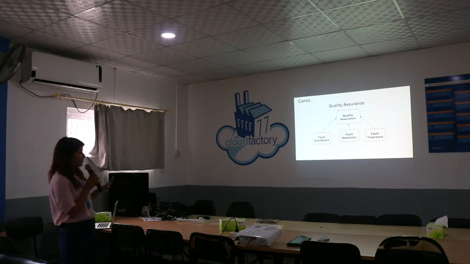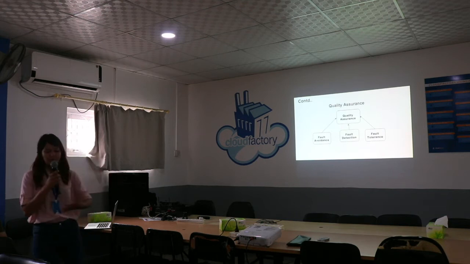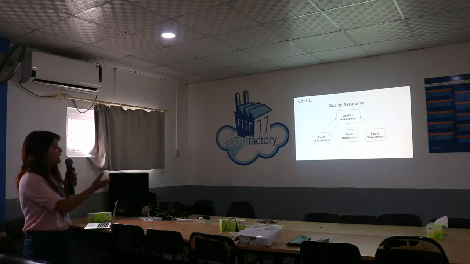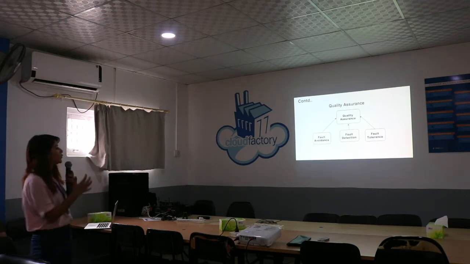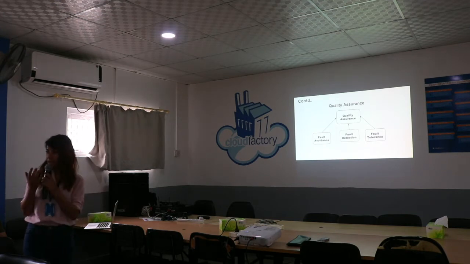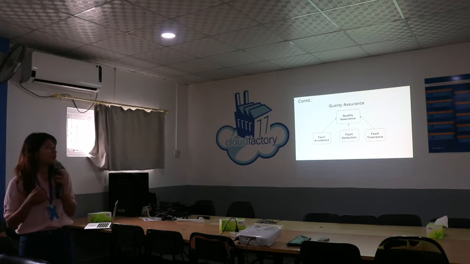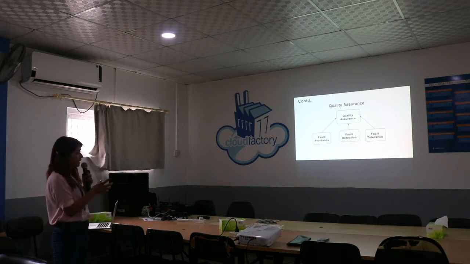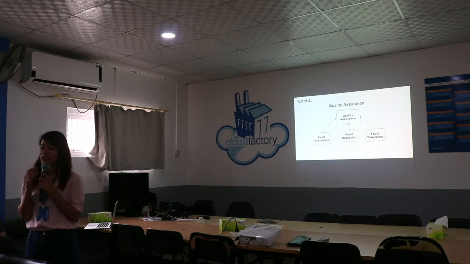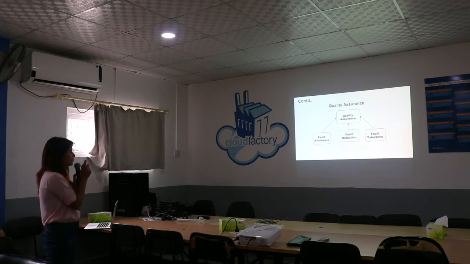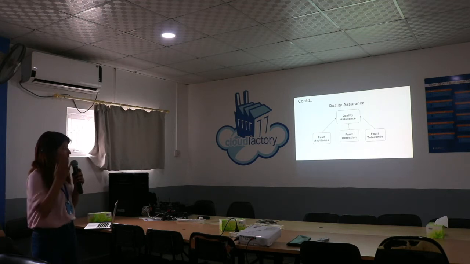And the other thing I would like to give a little bit of intro on is that quality assurance is composed of these three aspects. In different phases of the software development cycle, if we are able to achieve these aspects of quality assurance, we will be making sure that we are delivering a good product to our users. So giving a little bit of insight into fault avoidance, fault detection and fault tolerance.